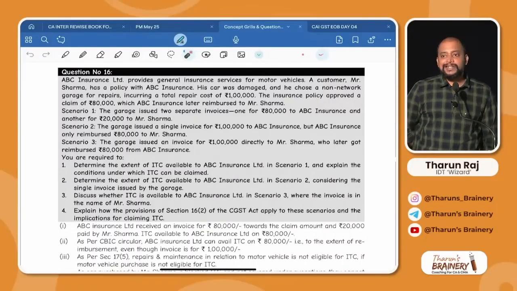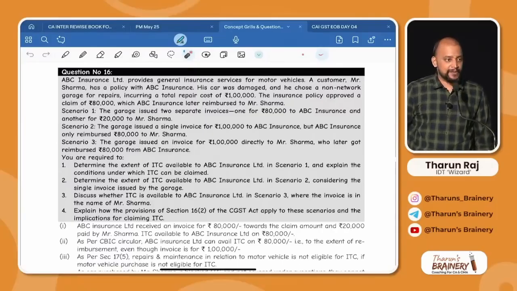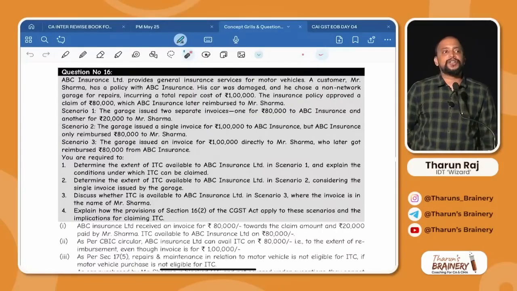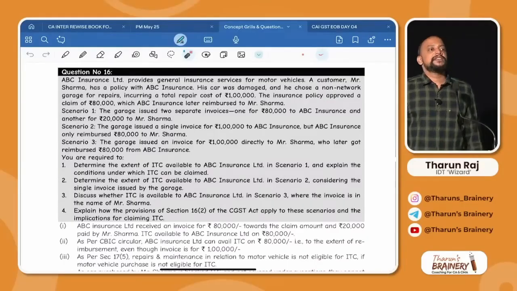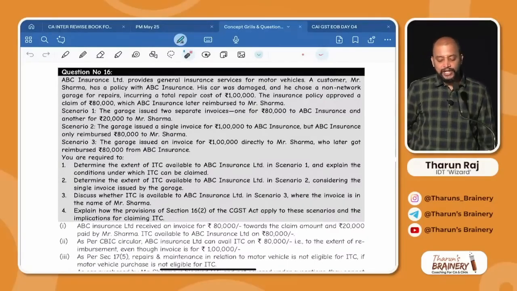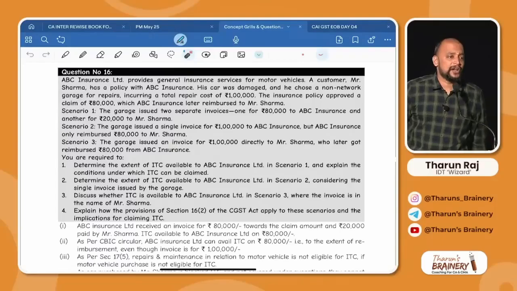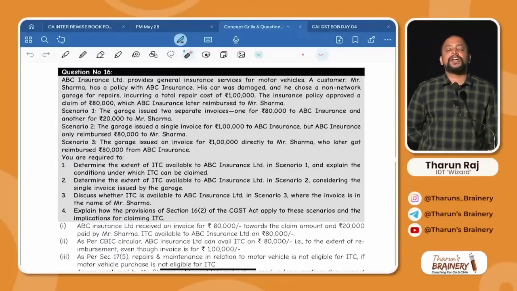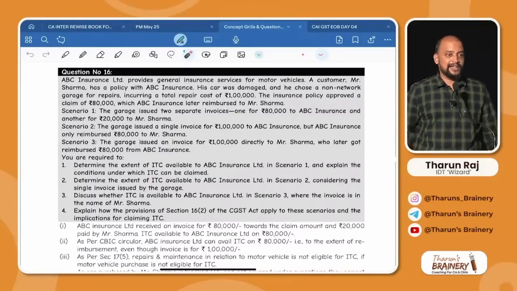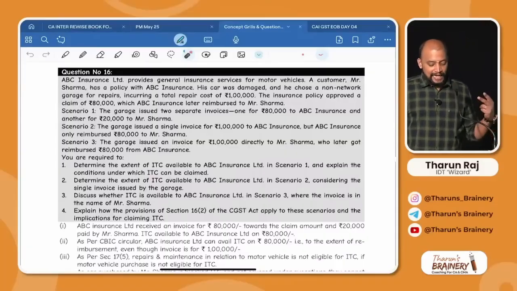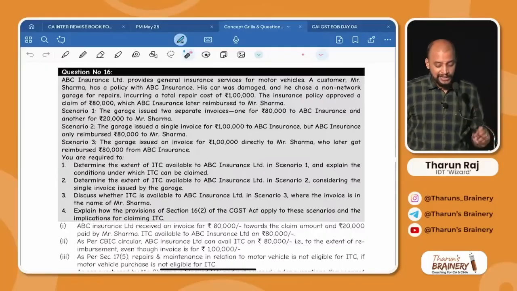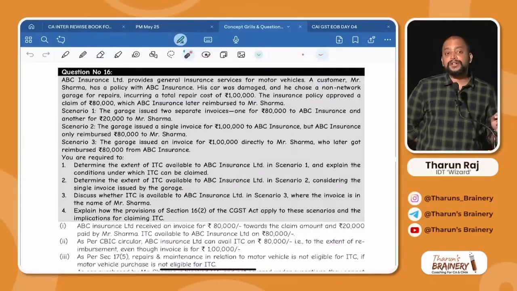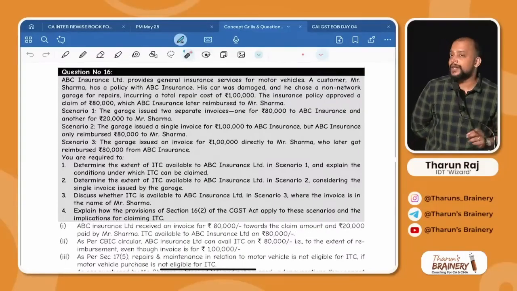On 80,000 rupees, ITC can be availed by the insurance company, and on 20,000 rupees, the insurance company cannot take ITC. Even Sharma cannot take ITC, because the motor vehicle purchased by Sharma is not eligible for ITC, as it is his personal car. Correct or not? So he cannot take ITC because the motor vehicle is not eligible for ITC. Got it? Second scenario: the garage issued a single invoice for rupees 1 lakh to ABC Insurance, but ABC Insurance reimbursed only 80,000 to Mr. Sharma. What is your answer now?